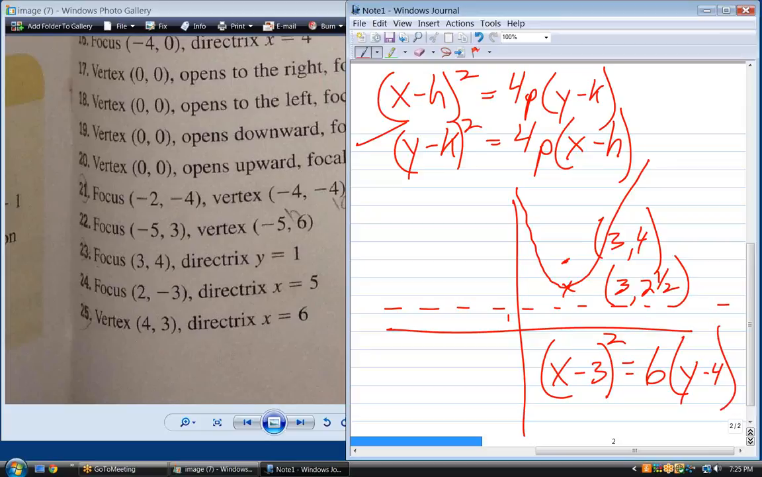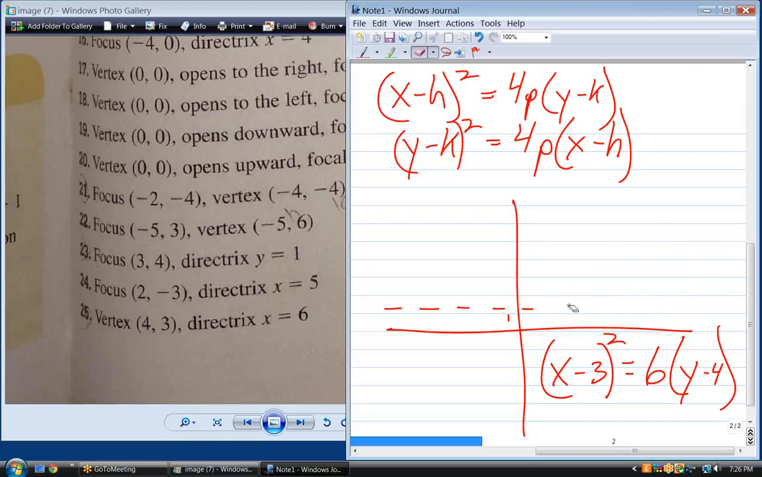In other words, once you know the vertex, you have 90% of the equation. The only thing you need is the focal length. In other words, this distance right here. Once you have the vertex and that focal length, you're ready to write the equation. That's all you need. Okay. So let's look at 25.